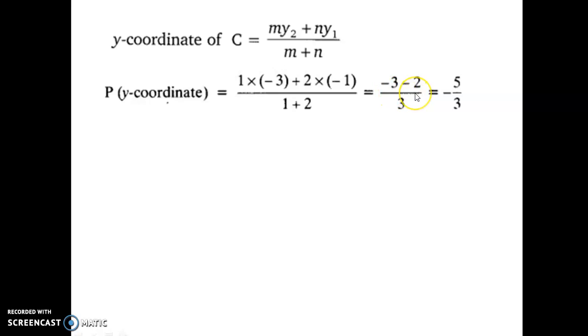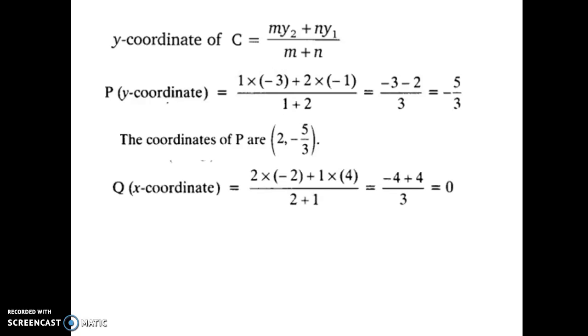Both are in minus, so what should you do? You should write the minus sign and add the numbers. The numbers should be added and you should put the minus sign. Both are in minus means that's what you should do. So minus 5 by 3. That's the y coordinate of P. The coordinate of P is (2, -5/3).